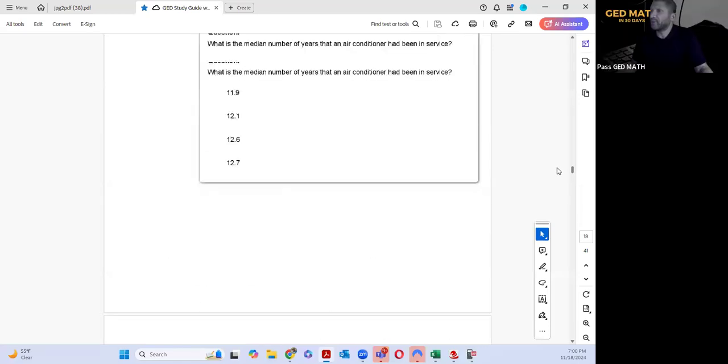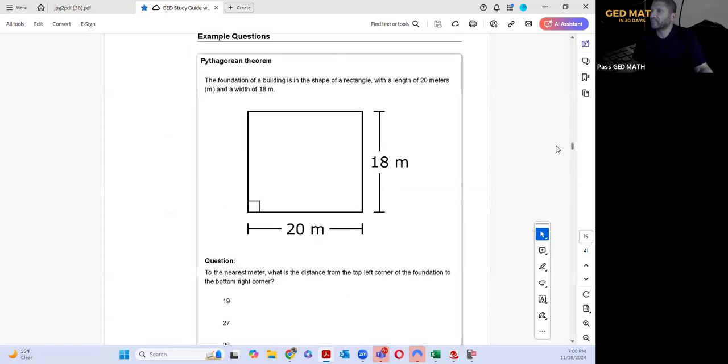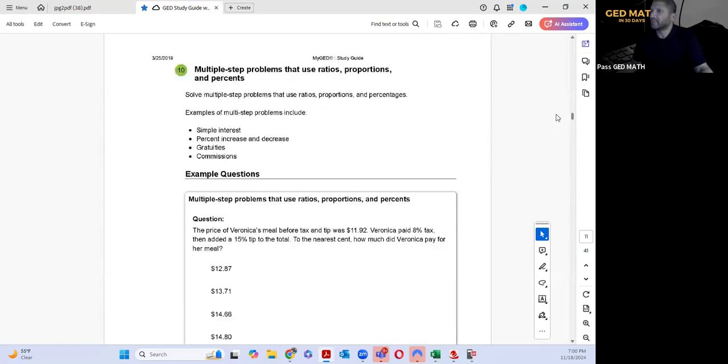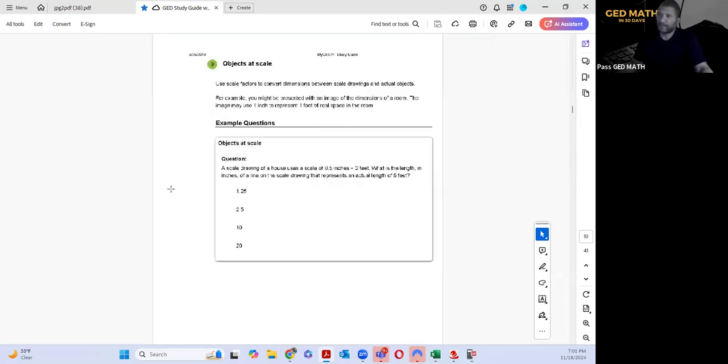It shouldn't be this hard to find. I don't know why I have this problem. I see what I'm looking for and I can't find it. Let's see. Right here.